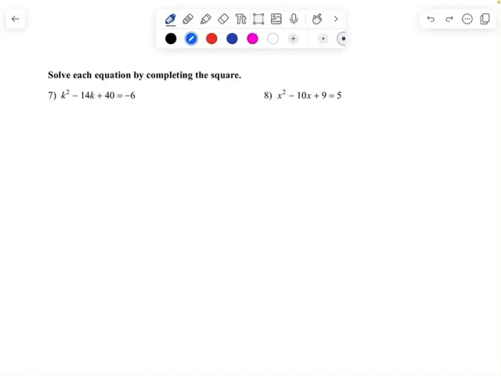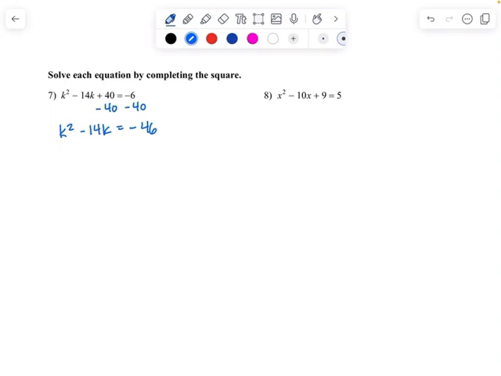I will solve these next two equations by completing the square. The first thing to do for completing the square is to get all of the constants over on the right-hand side. So for number 7 here, I'm going to subtract 40. And when I subtract 40, I will get this. K squared minus 14k equals negative 46.